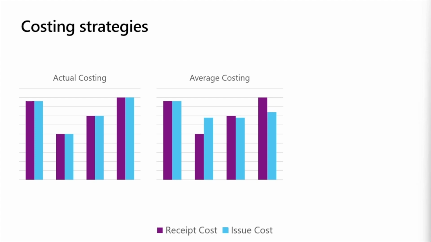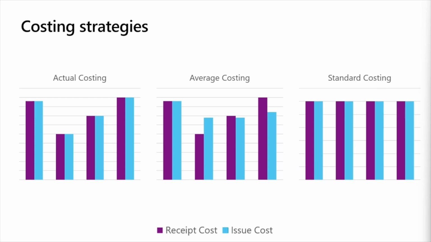The next methodology is average costing. The strategy for this method is to assign the cost of inventory issued based on the average cost of the receipts instead of assigning a specific cost. Average cost is very common in the retail industry, for example, as well as other industries where the cost of individual transactions matters less and the cost trends over time matter more.